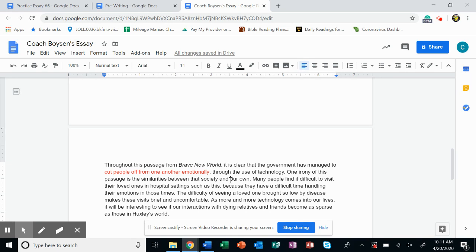One irony of this passage is the similarities between that society and our own. And here's my so what. Many people find it difficult to visit their loved ones in hospital settings such as this because they have a difficult time handling their emotions in those times. The difficulty of seeing a loved one brought so low by disease makes these visits brief and uncomfortable. As more and more technology comes into our lives, it will be interesting to see if our interactions with dying relatives and friends become as sparse as those in Huxley's world.